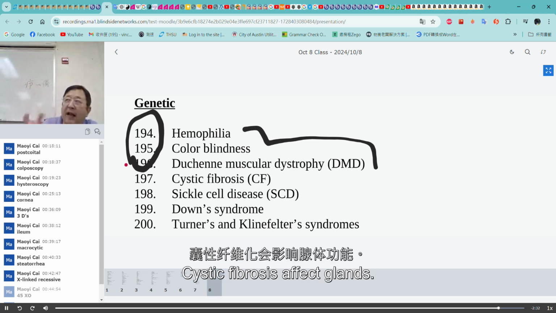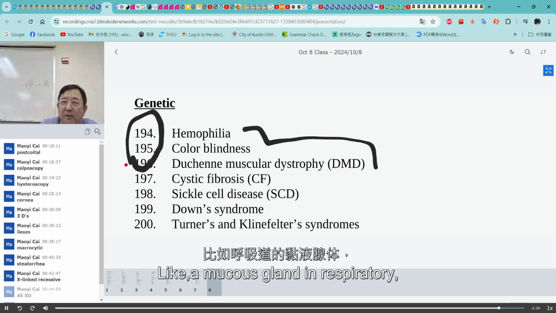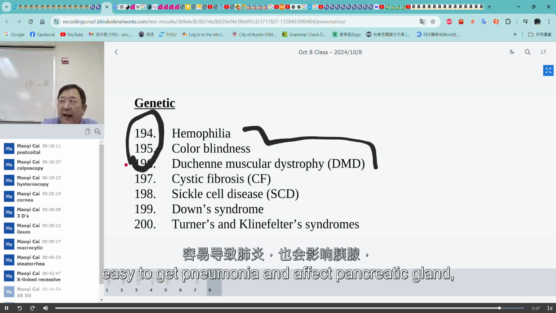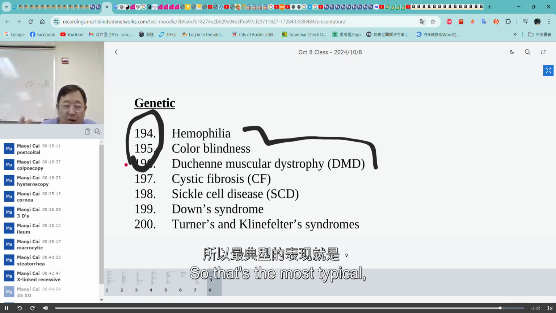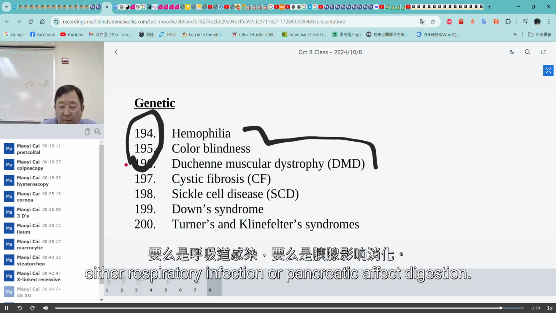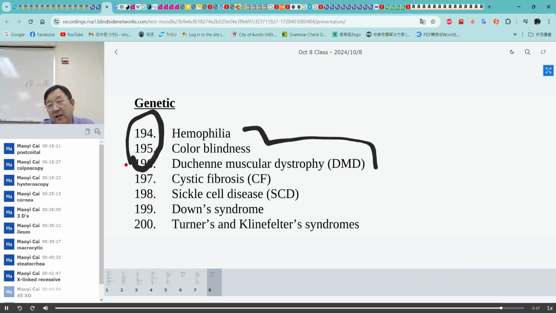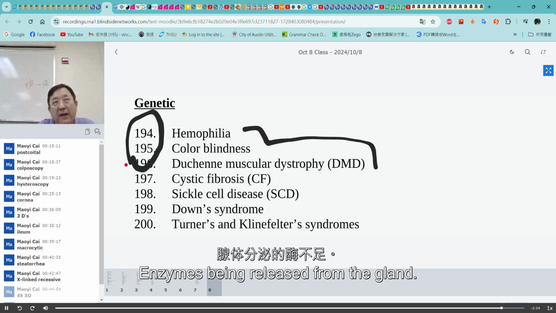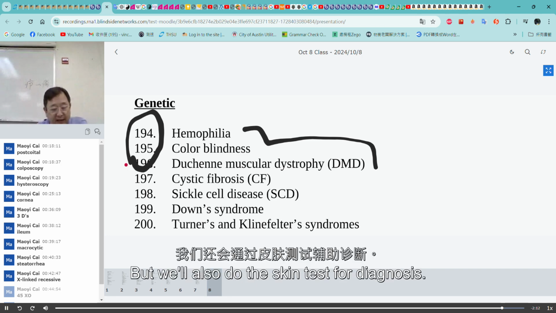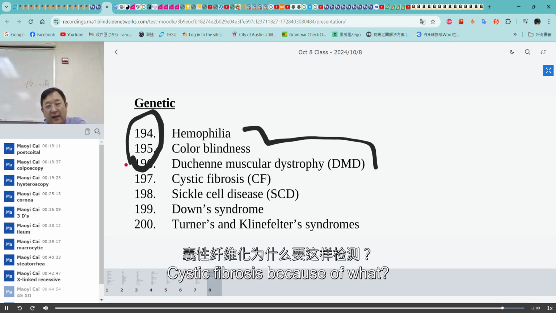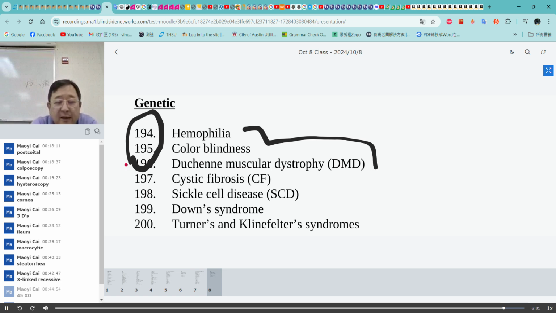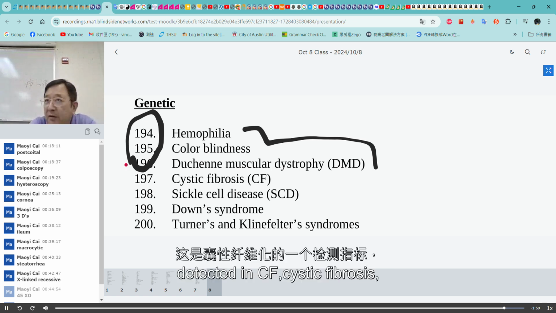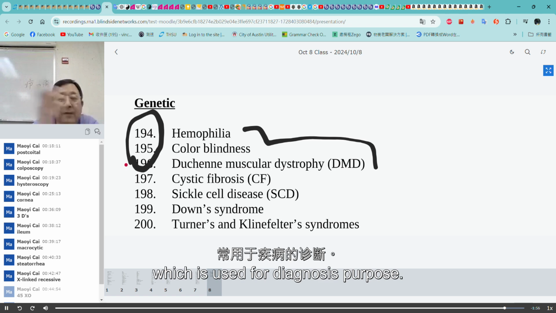Cystic fibrosis, that's different. Cystic fibrosis affects glands, like the mucus gland in the respiratory tract, so it's easy to get pneumonia, and it affects the pancreatic gland, affecting enzyme secretion. So the most typical are either respiratory infection or pancreatic effects on digestion, because not enough enzymes are being released from the gland. We also do the skin test for diagnosis of cystic fibrosis, because skin sweat glands have a lot of salt. So high salt content is detected in CF, which is used for diagnosis.